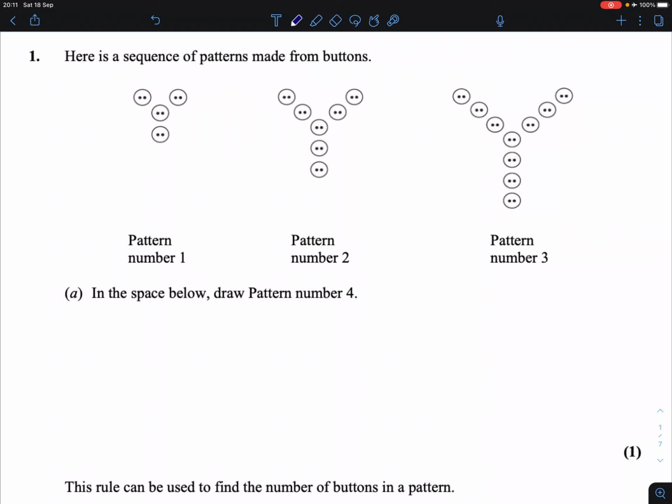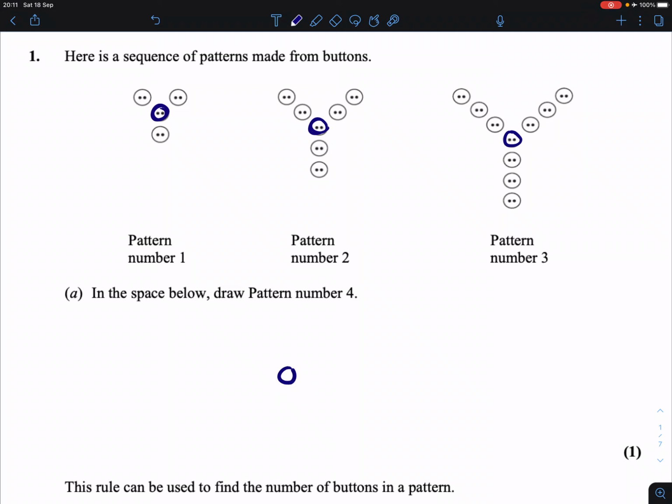Well, the first pattern has this central button here and then one top left, top right and below. We then have this central button here in the second one, 2 top left, 2 top right and 2 below, and it continues like that. So with the third one, 3 either side of it.